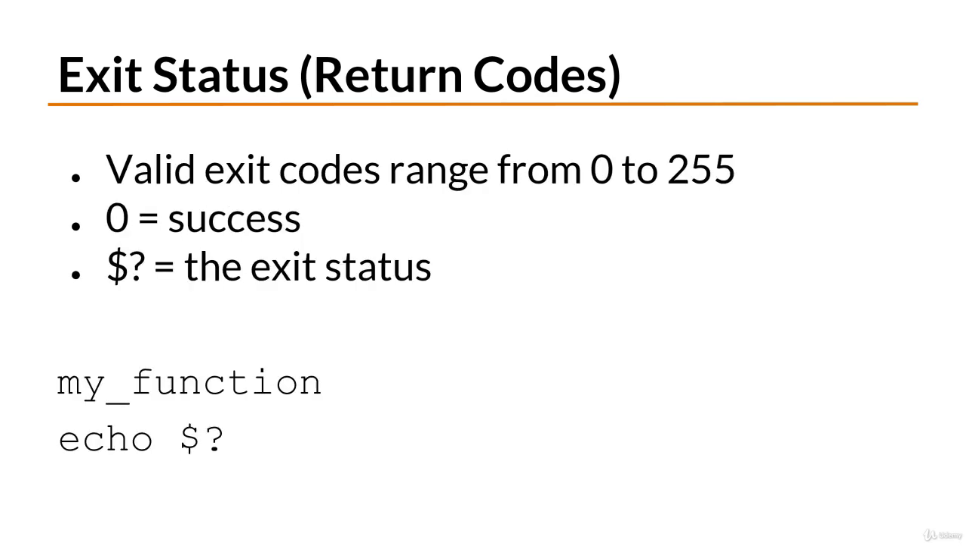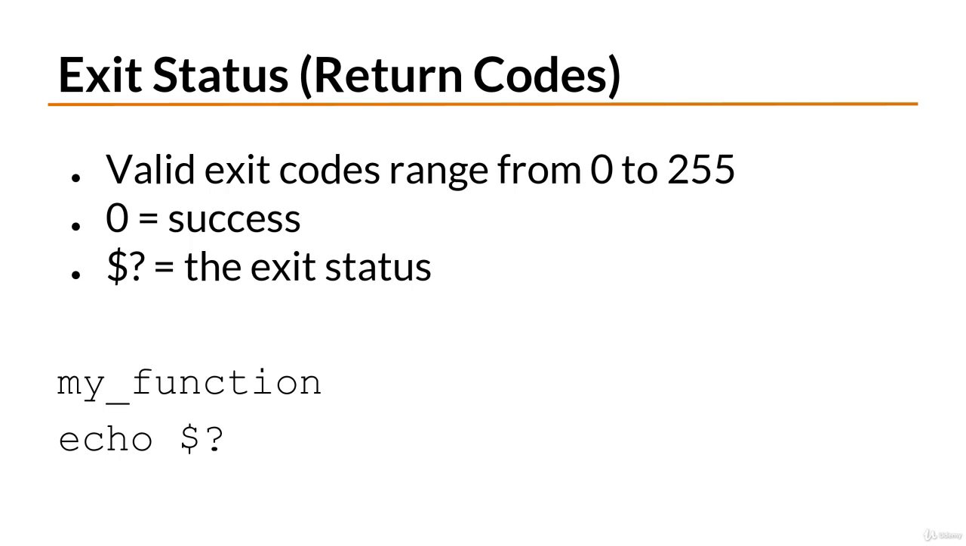The return statement only accepts a number, and it's only integers between 0 and 255 that can be used as an exit status. An exit status of 0 signifies the successful completion of a command or a function. A non-zero exit status indicates some type of error. To access the exit status of a function, use $? right after the function is called.